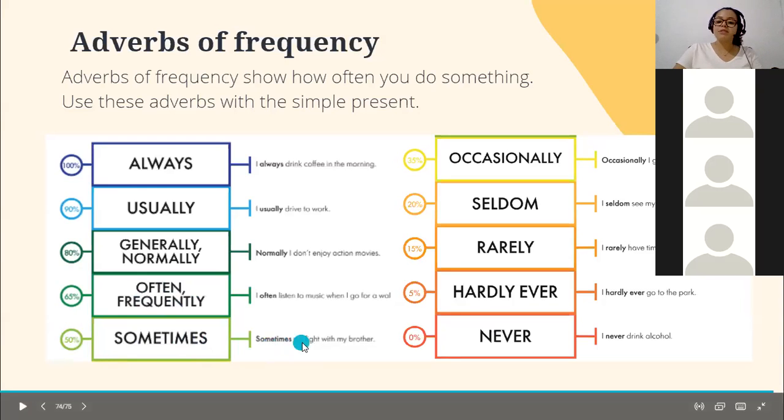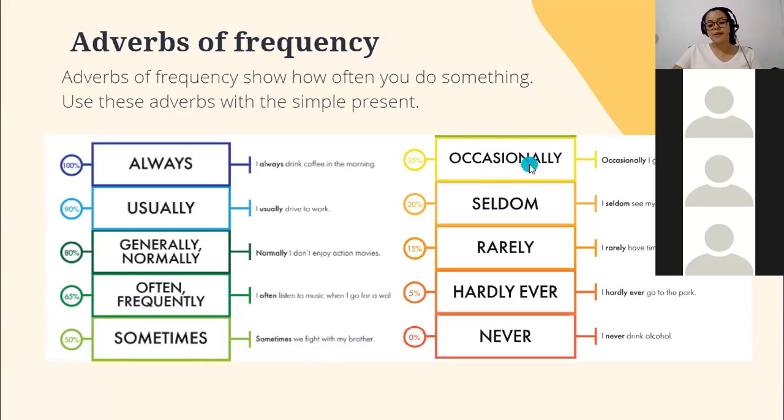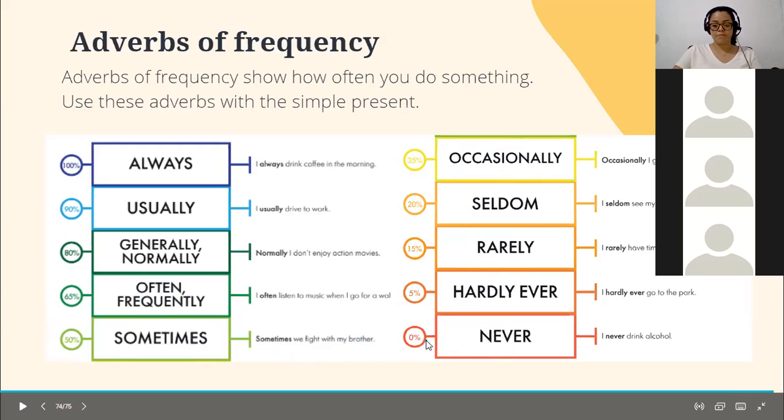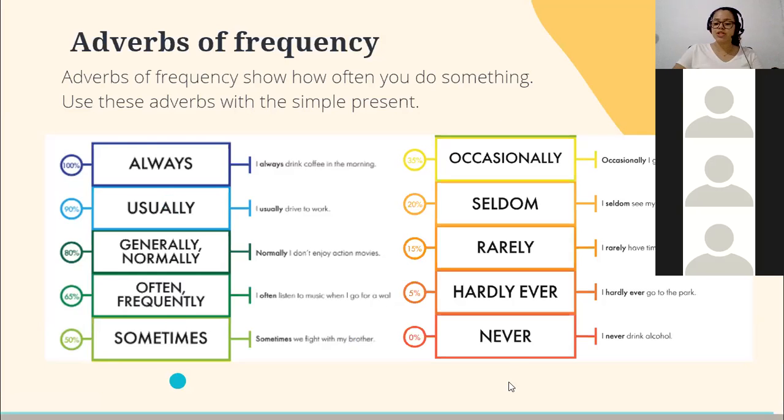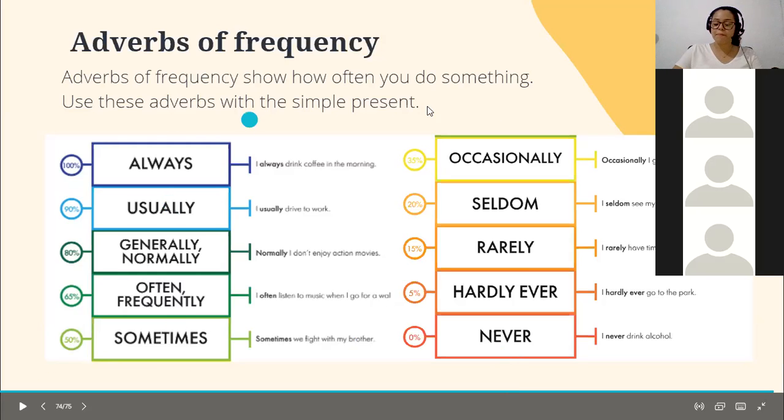Sometimes. Sometimes we fight with my brother. Occasionally, it's at 35%. Ocasionalmente, okay? Occasionally. Seldom, it's at 20%. Rarely, it's a 15%. Hardly ever, casi nunca, hardly ever is a 5%, and never is a 0%. Do we understand the percentages? Yes, understand.